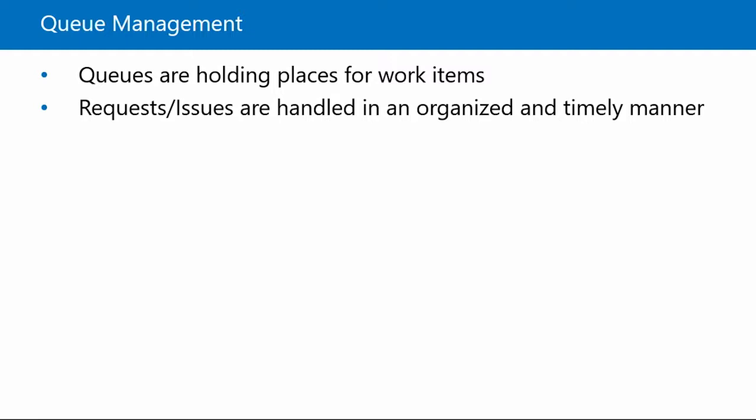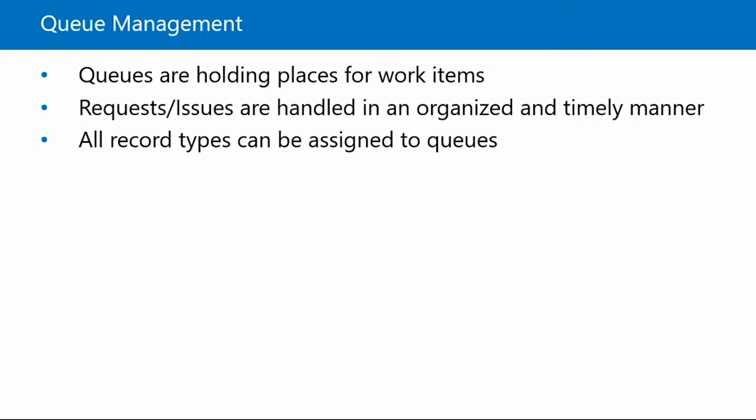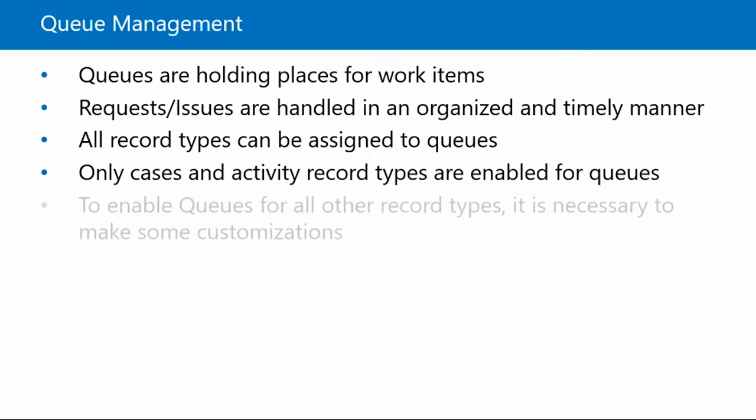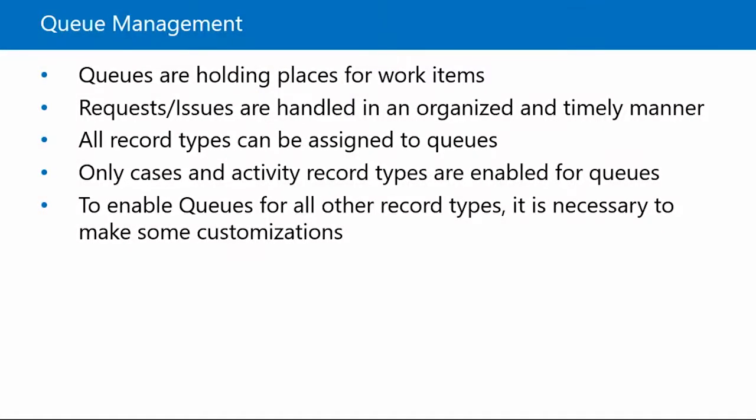Within the application, we can use queues to manage the routing and management of queue items, such as cases. In Microsoft Dynamics 365, all record types can be assigned to queues. They can be used to manage work items such as cases, activities, or any other record type. Now, by default, only cases and activity records are enabled for queues. In addition, cases are frequently routed to queues as part of an automated service management process. To enable queues for other record types, it is necessary to make some customizations.